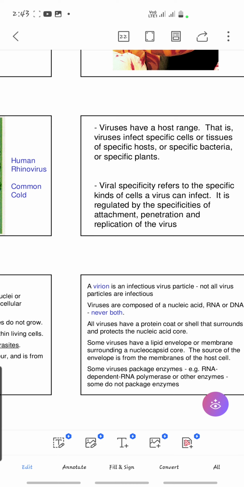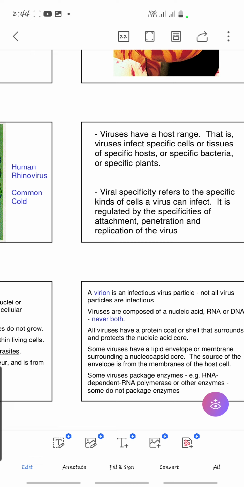Viruses are composed of nucleic acid like RNA or DNA, never both. Why? Because as we all know, nucleic acid is a component of RNA and DNA. And going back to the definition of viruses, they contain either RNA or DNA. But please remember this: viruses can also not contain either an RNA or DNA genome.